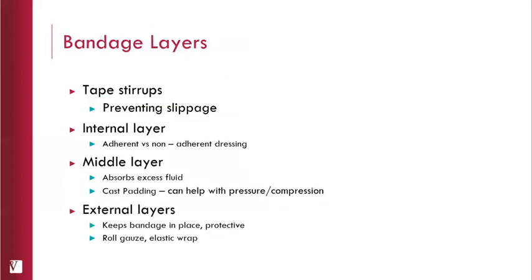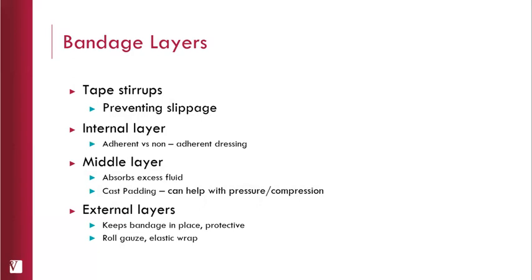So the layers of the bandage are 4. First off, for a bandage that is on a limb, we want to place tape stirrups. And these are there to prevent slipping. Now, obviously, if we're bandaging around a neck, that's really not going to be an issue. If we are bandaging a proximal portion of the limb, that's also not going to be very feasible either. But if you're going to be bandaging where it's going to include the distal half of a limb, tape stirrups are very important.